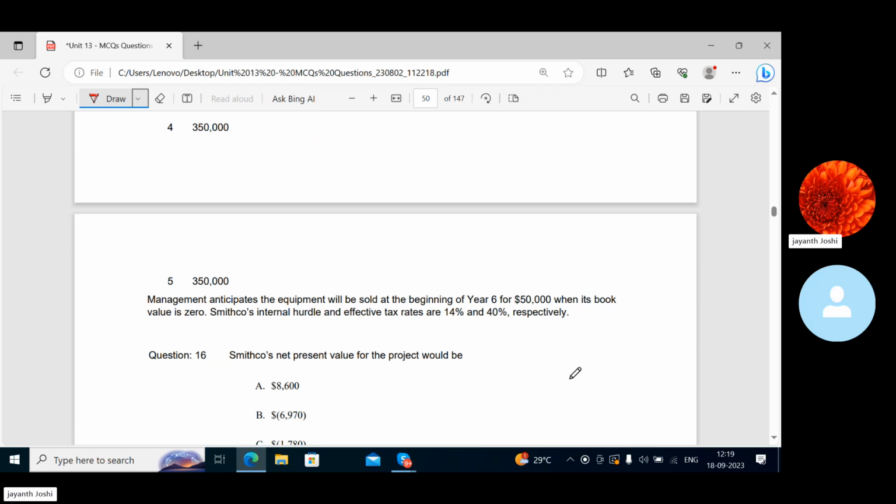Shall I explain or keep doing? Doing so here, in the first year it's negative, so after tax also its value will be negative only.